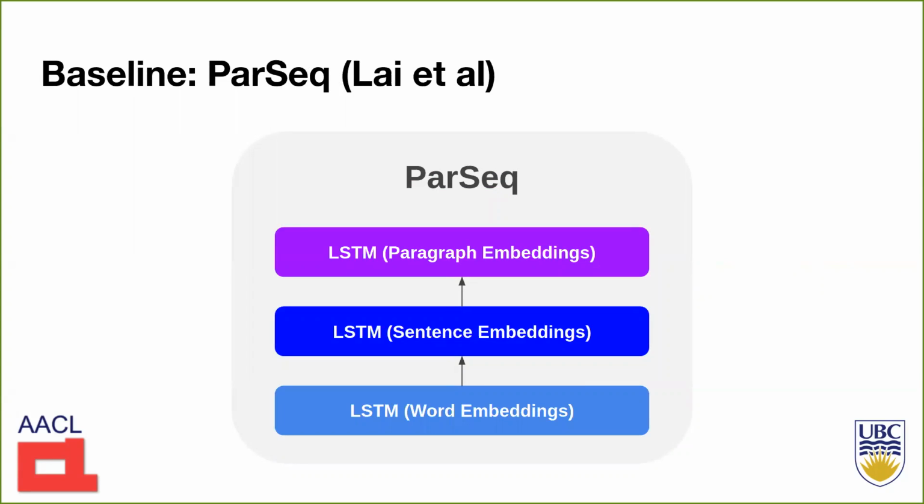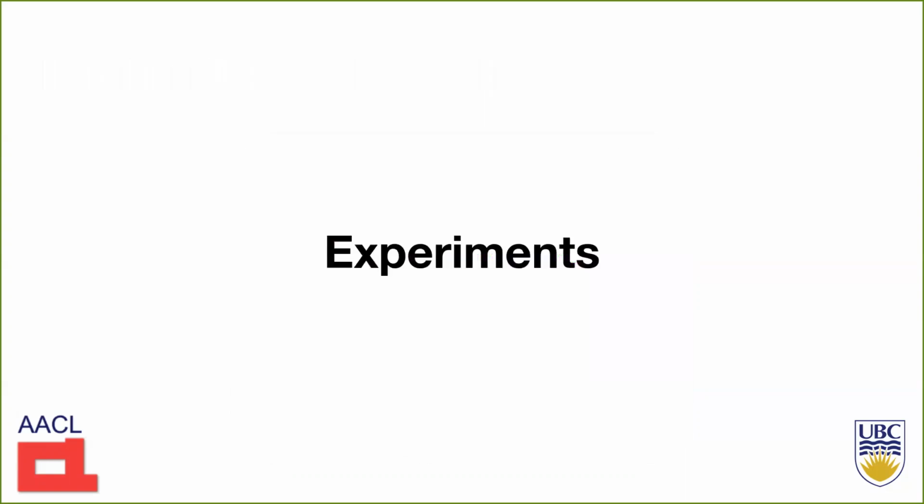Lastly, we also considered the previous state-of-the-art method, namely ParSeq. ParSeq uses three LSTMs to encode coherence at the sentence, paragraph, and document levels, where the last, paragraph LSTM, operates on a sequence of the document's paragraph embeddings to generate the document representation. This document embedding is similarly passed to linear and softmax layers for classification.